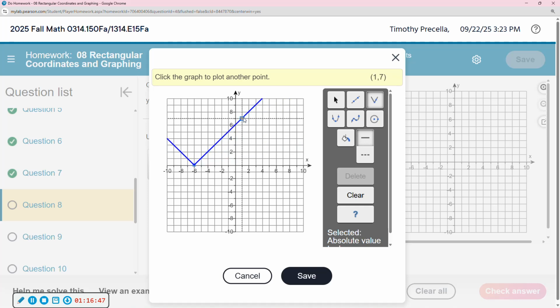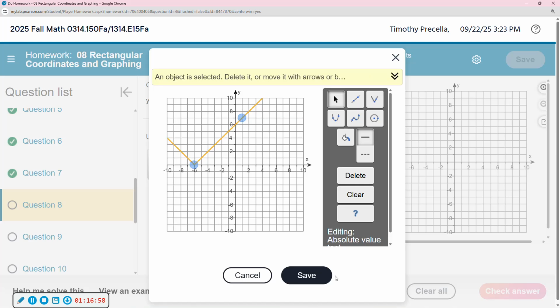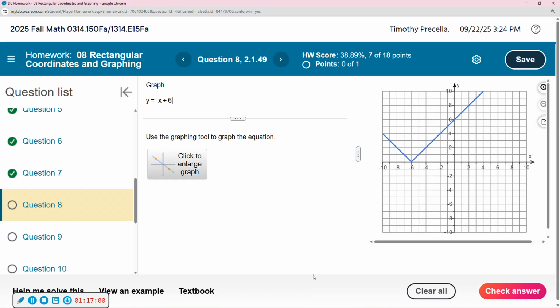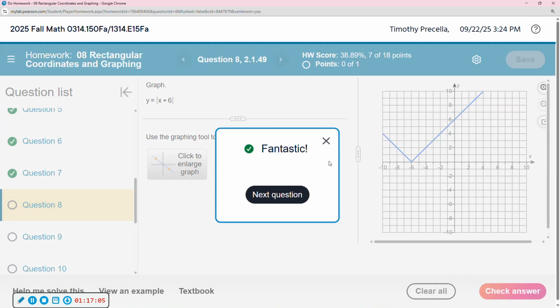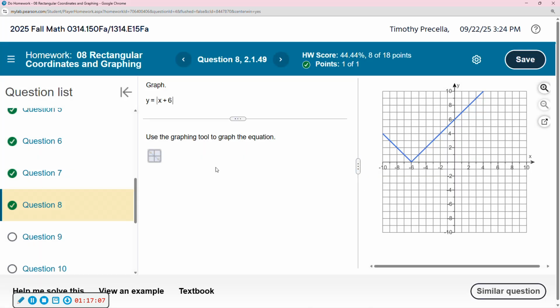Am I at 1, 7? How do I know I'm at 1, 7? Well, the upper right-hand corner of the yellow rectangle. Save it. Check it. Any questions there? Vertex is tricky. I mean, the absolute value is tricky because the way you've got to plot the vertex first. Okay.